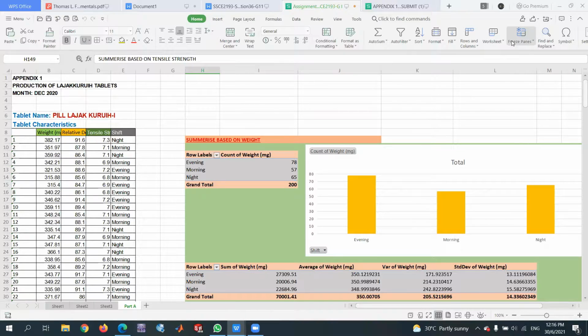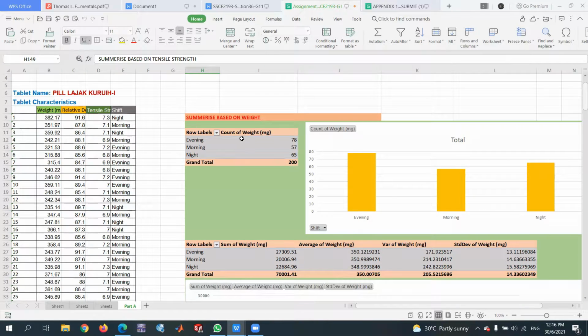In this assignment, I'm going to explain part A, which is about summarizing and describing the sample data. So this table has 200 samples, and we have 4 variables. The first variable was the weight. I summarized, firstly, based on the count of the weight by shift. In the evening, we have 78, which is the highest, the morning 57, and the night 65, which is the lowest one.